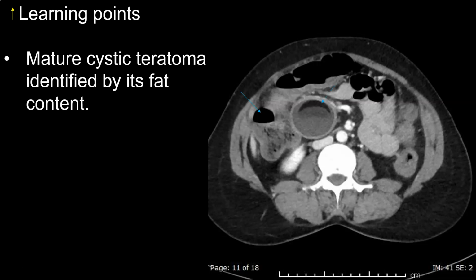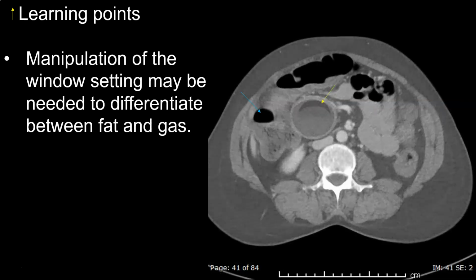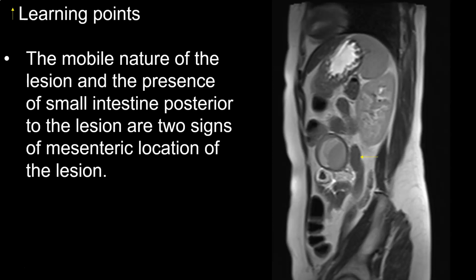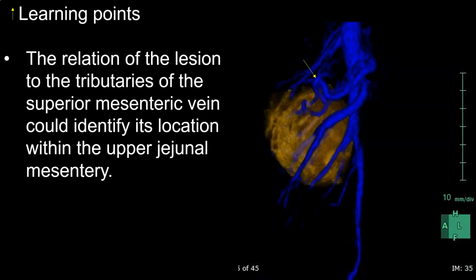Mature cystic teratoma is identified by its fat content. Manipulation of the window setting may be needed to differentiate between fat and gas. The mobile nature of the lesion and the presence of small intestine posterior to the lesion are two signs of mesenteric location of the lesion, which actually exclude the retroperitoneal location. The relation of the lesion to the tributaries of the superior mesenteric vein could identify its location within the upper jejunal mesentery.